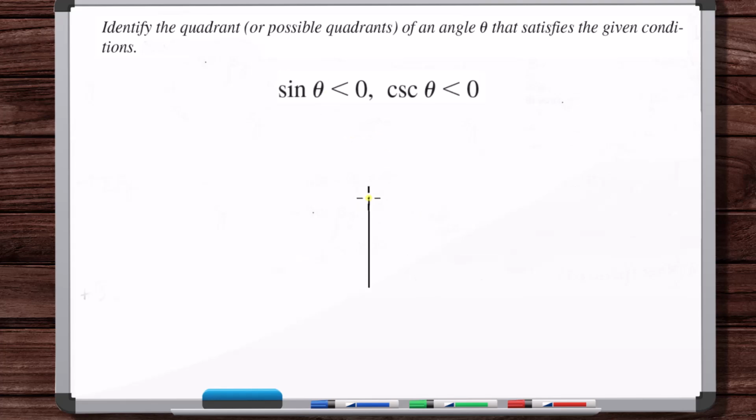Sine and cosecant, this is redundant because it's just the reciprocal. Once they tell us that sine theta is less than 0, we already knew this, so we're only going to be able to constrain this to 2 quadrants. When is sine less than 0? Sine is the opposite over the hypotenuse. It's negative in the third or the fourth quadrant, when y is negative.